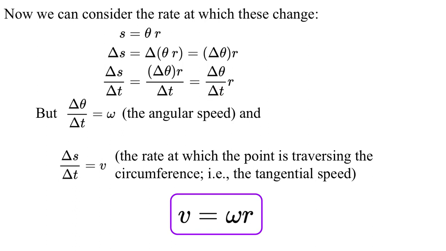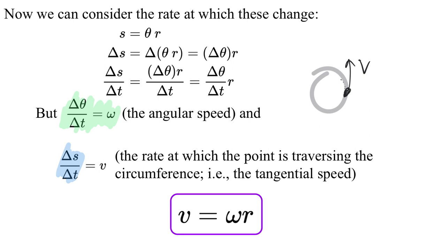But, and this is the key bit, delta theta over delta t we earlier defined as omega, the angular speed. And we can see here that delta s over delta t is simply the rate at which the point is traversing around the circumference. It's the tangential speed. So if we have our circle, then at some moment this object is going around here, but it acts as if it has a speed which is v.